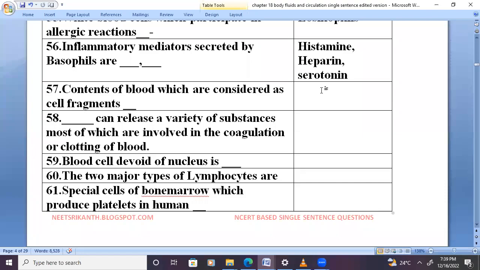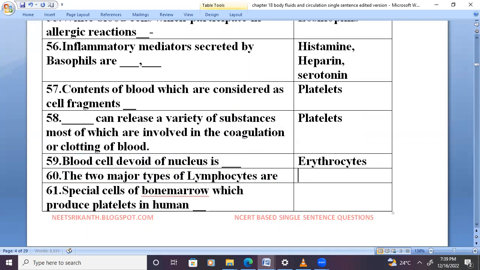Body fluid circulation, NCERT based single sentence, part 2. Contents of blood which are considered as cell fragments: platelets. Platelets can release a variety of substances, most of which are involved in the coagulation or clotting of blood.